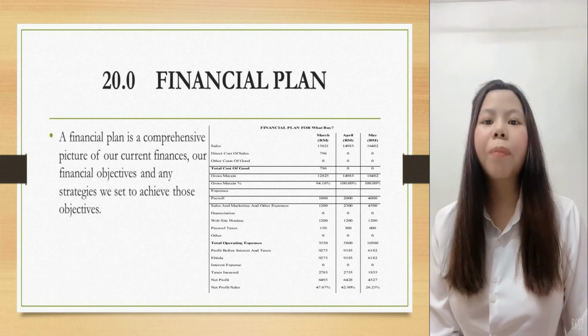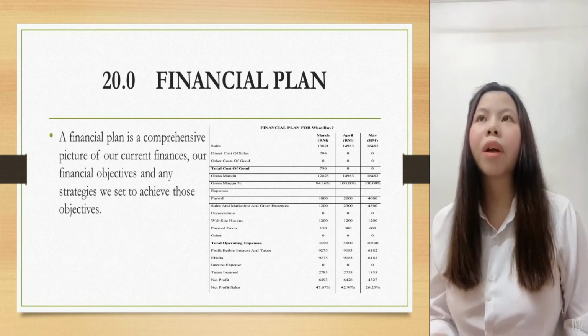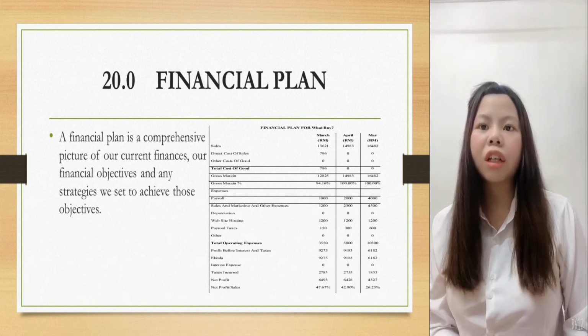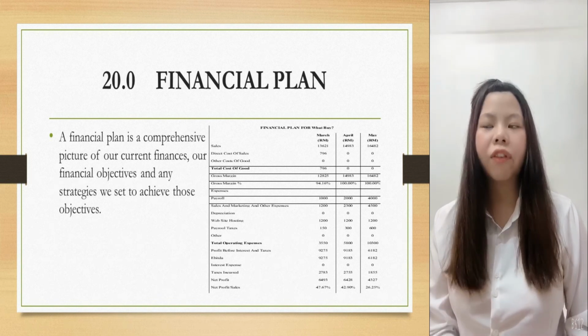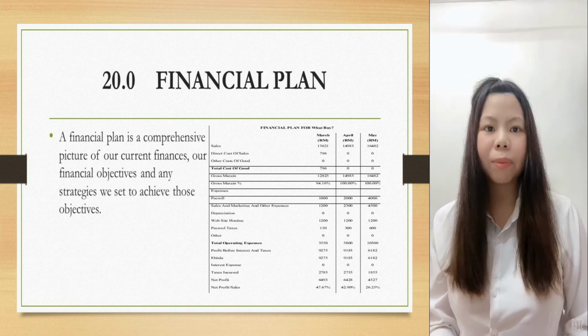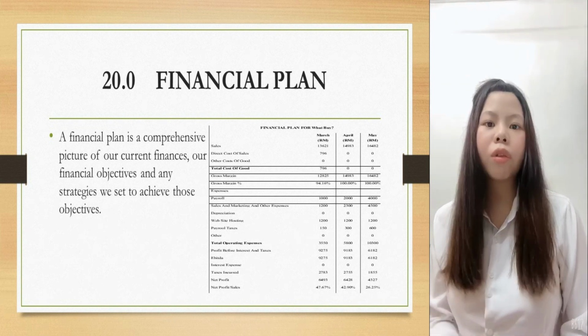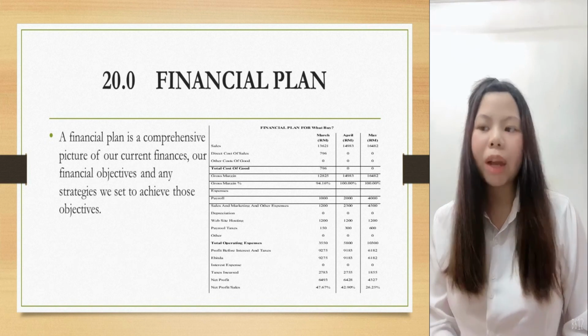A financial plan is a comprehensive picture of our current finances, our financial objectives, and any strategy we set to achieve those objectives. This is the financial plan for Whatsbuy. Whatsbuy has a good financial plan, as we can see from the growth margin. It increased from March to April.